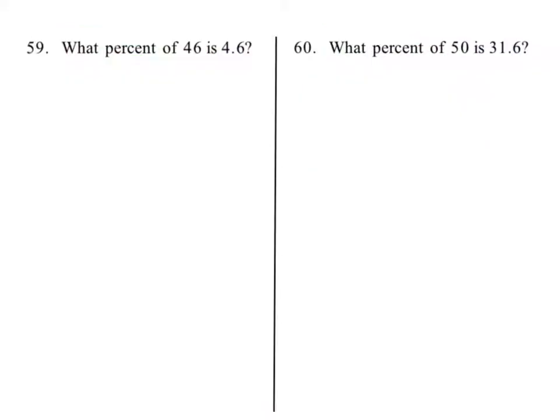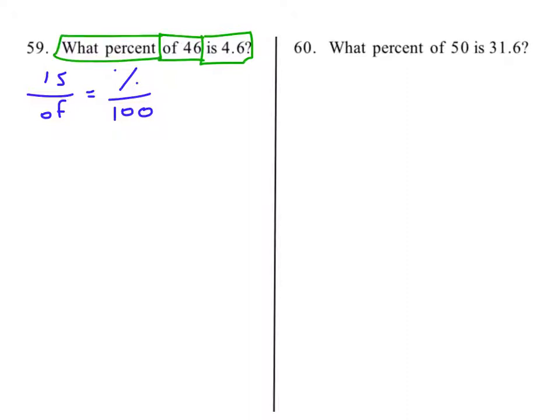All right, let's do the next. We're going to do the same thing here. We're going to start with is over of equals percent over 100. And you can see how handy this is. It really does work out really neatly like that. Is 4.6 of 46, and what percent? We'll do it the same way. The is number is 4.6. The of number is 46. The percent number we don't know, it's an x, and we still have it over 100.